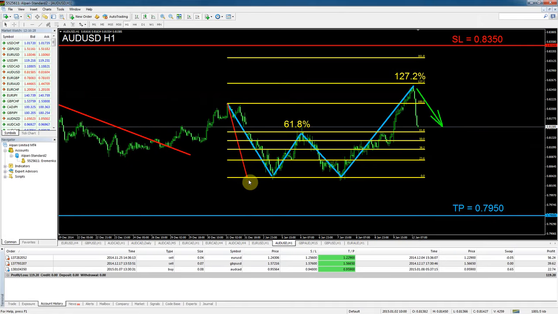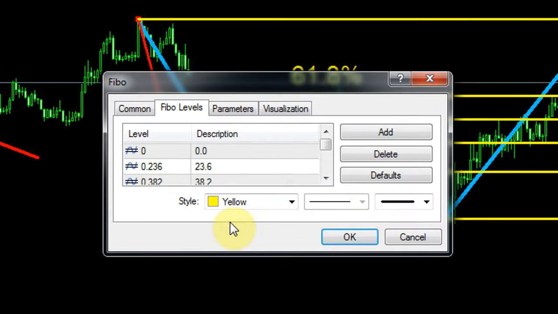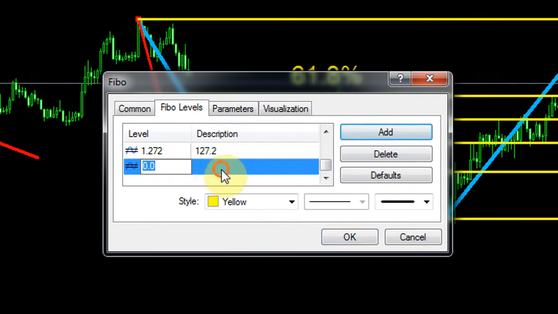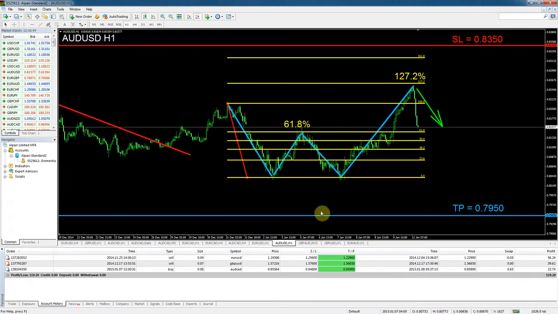By the way, before we move on, I just wanted to show you that in your Fibonacci properties, if you ever want to add a level, like for example 127.2 is not a default level, you just click the Fibo levels tab and click add, and you can add any level over here. So that's pretty simple. Okay, moving back to our pattern.